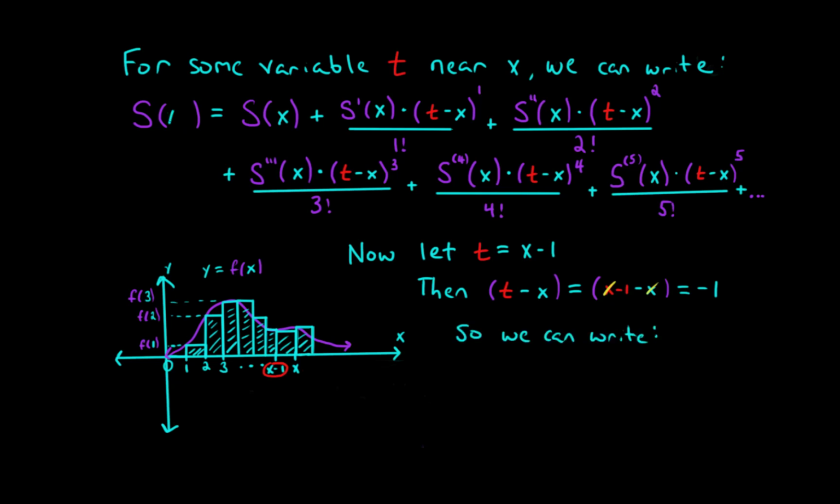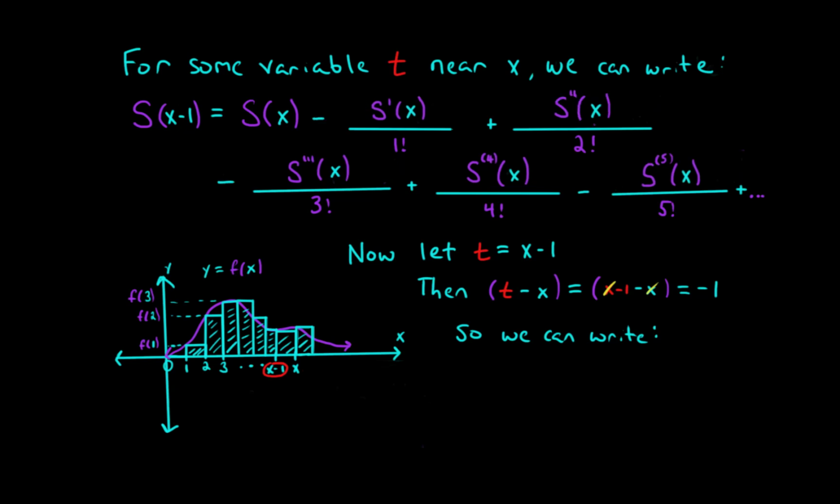So in this Taylor series that I've written, I will replace t with x minus 1, so I'll have s of x minus 1 equals s of x, no change there, plus s prime of x times negative 1 to the first, all over 1 factorial, plus s double prime of x times negative 1 squared, all over 2 factorial, plus s triple prime of x times negative 1 cubed, all over 3 factorial, and so on.